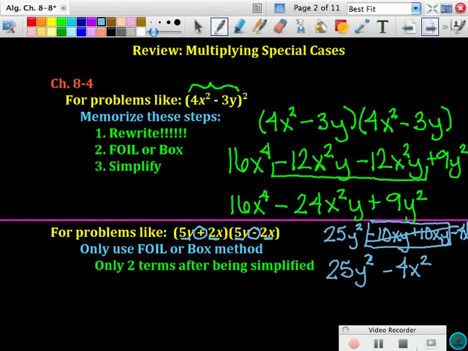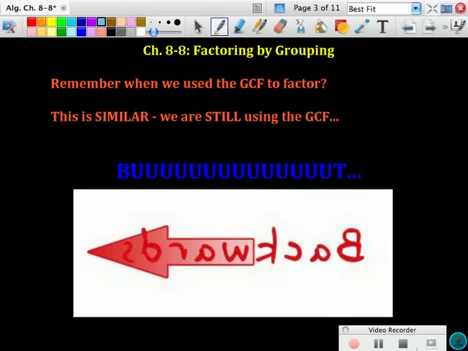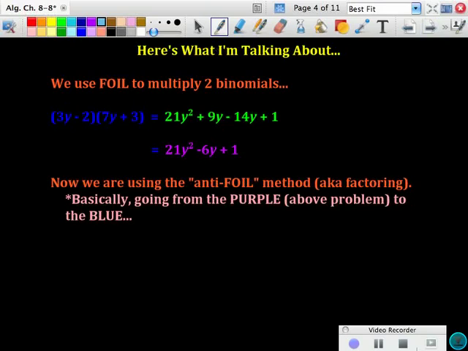All right. So now we're moving into factoring. And this is a special way of doing factoring, which is factoring by grouping. Okay, so remember when we used the GCF to factor back in, I think, the second section, where we would take the greatest common factor out? Well, this is similar. We're still using the GCF, but we are going backwards. Right? So now you're thinking, what in the world? What are you talking about, Mr. Fontes? You're crazy. Well, I am, but I do know what I'm talking about.